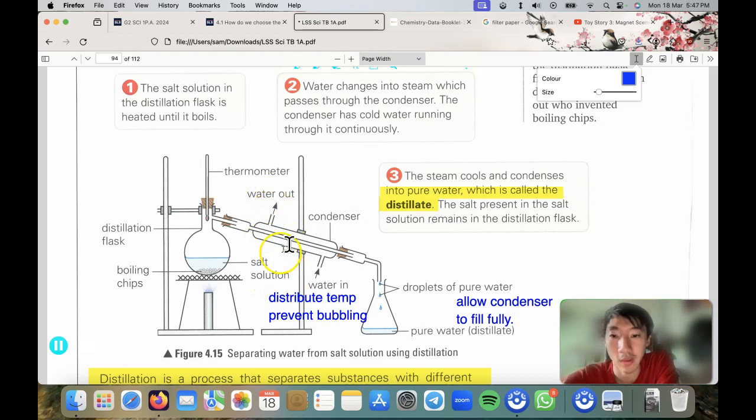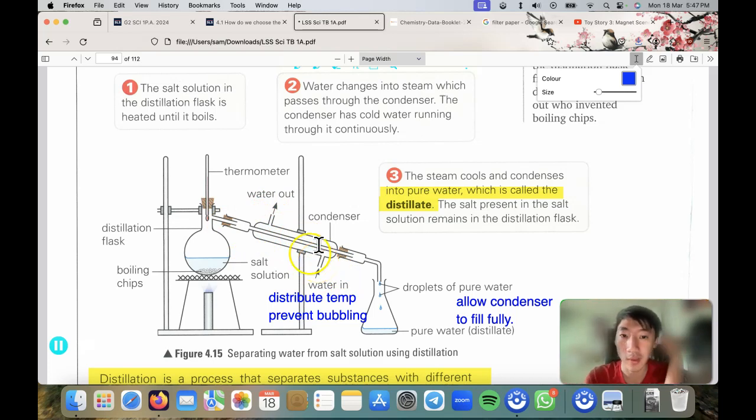it's a continuous process. You keep on pumping in water and water keeps on going out. So there are actually two tubes, one in and one out. We need to put the water tube from the bottom, so water in goes at the bottom. This is because you'll fill up the entire condenser with water. If you put it the other way around, that means you put water in, then it just drips out in a weird way, and the whole condenser cannot be filled up. So you must put it from the bottom.